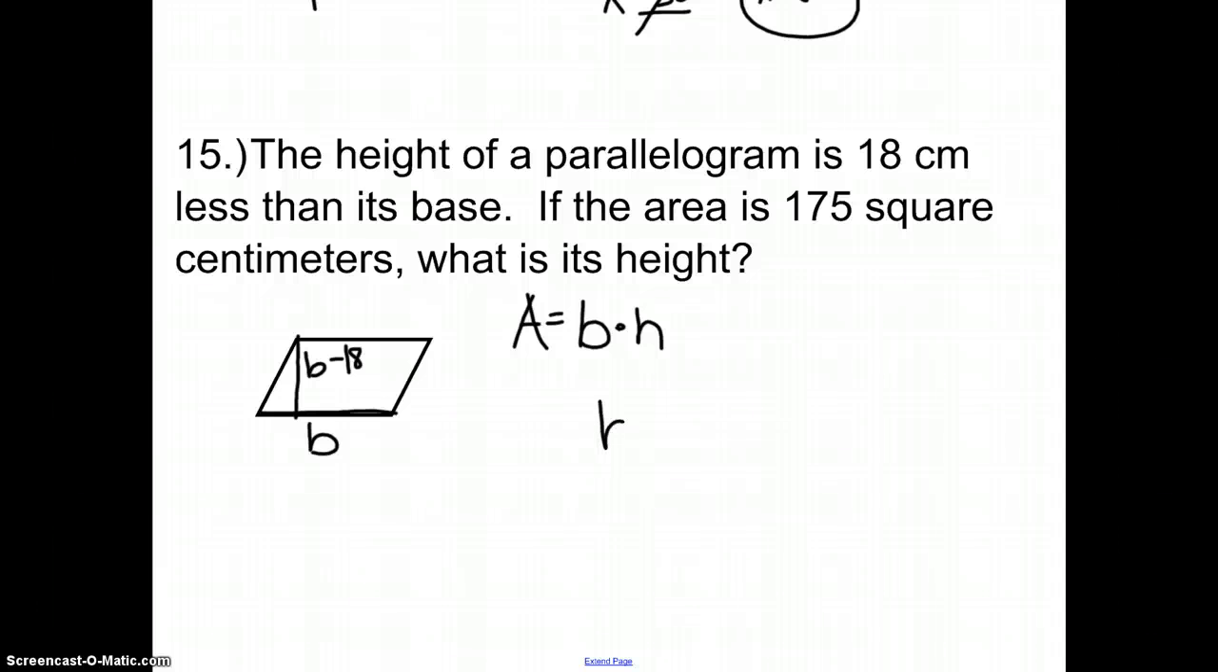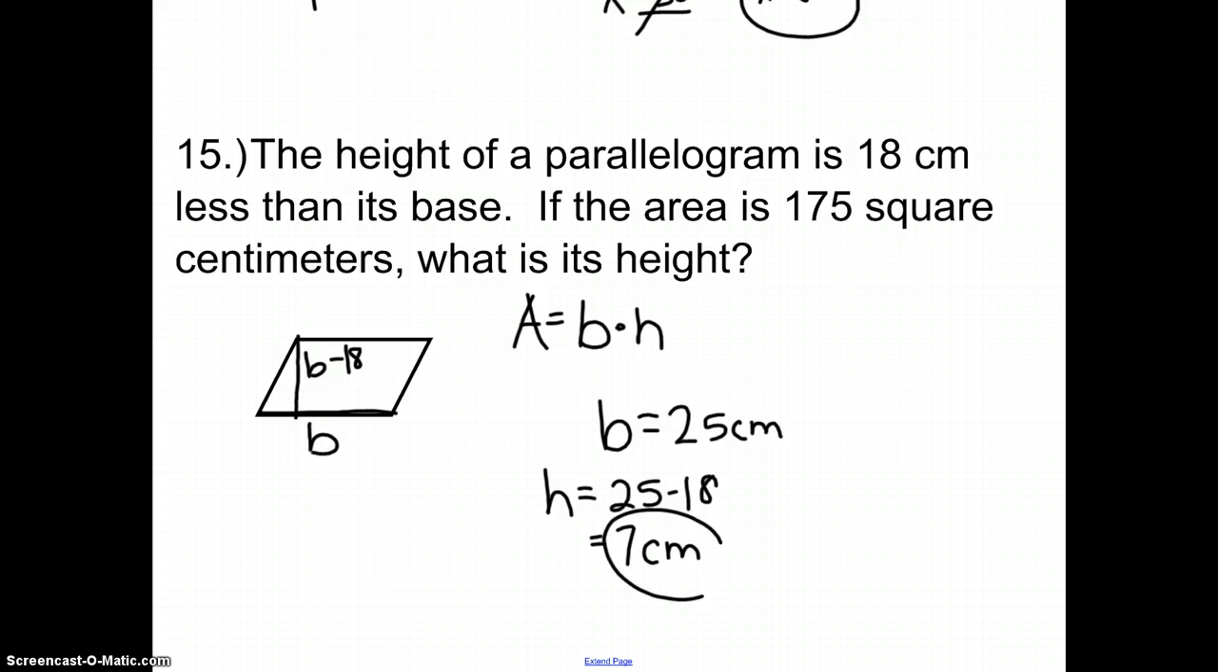And you should get the base to be 25 centimeters. So our height is 25 minus 18, or 7 centimeters. And that's the lesson for today.